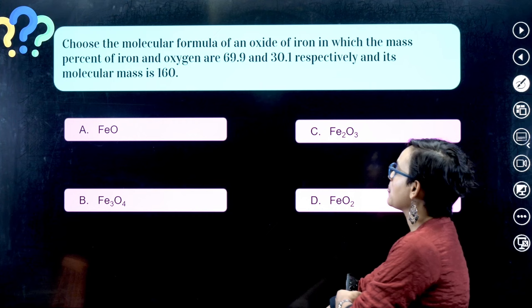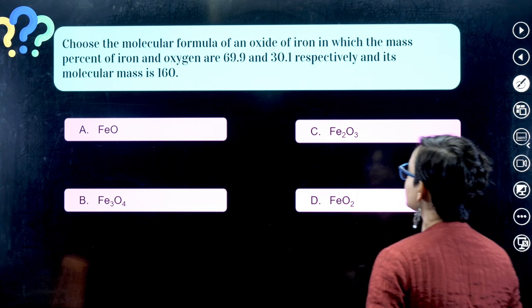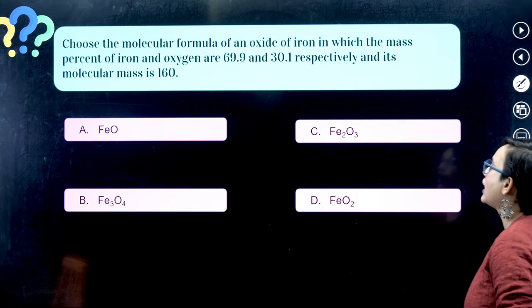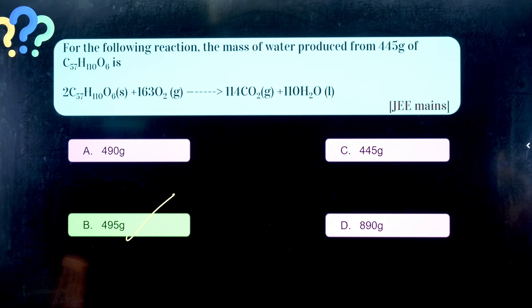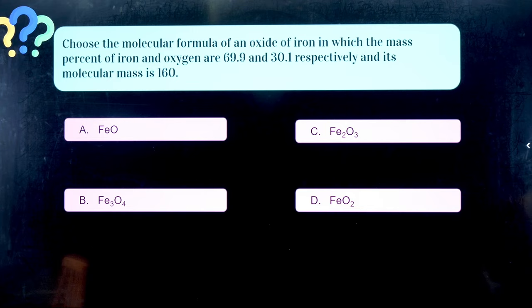Chalo, now choose the molecular formula of an oxide of iron in which the mass percent of iron and oxygen are 69.9 and 30.1 respectively, and its molecular mass is 160. Everybody read the question once. Read the question.